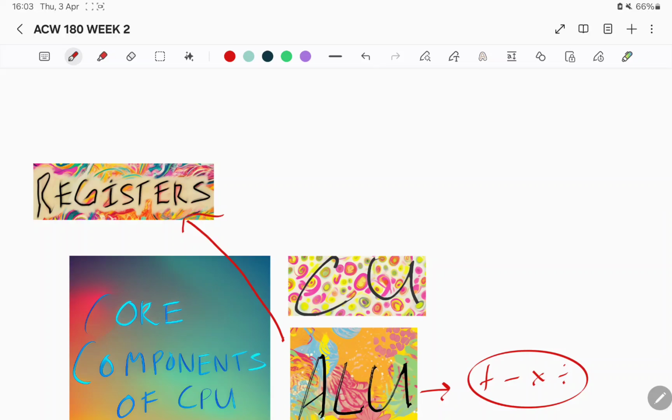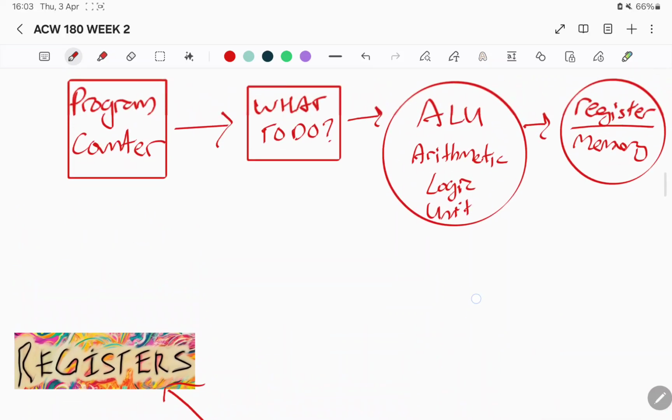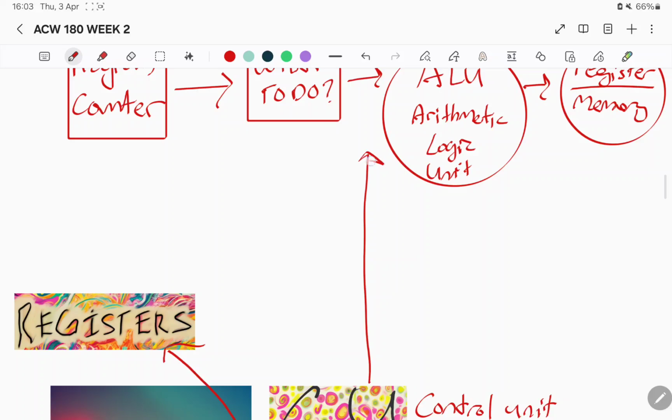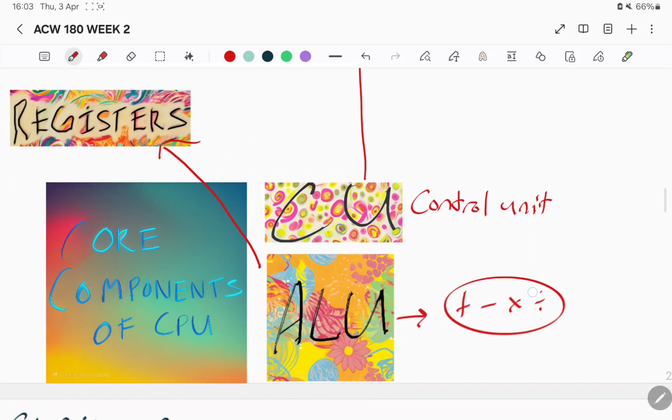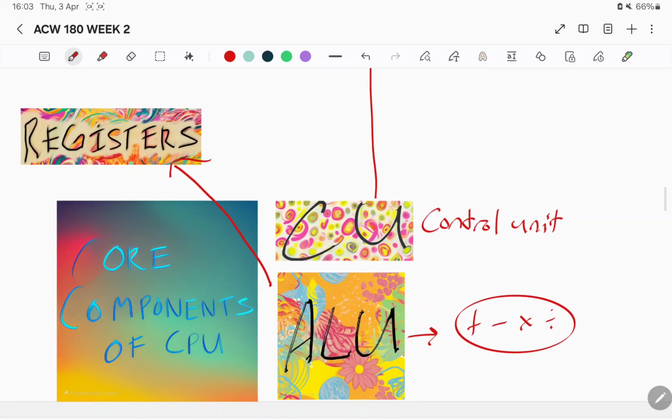The CU, or the control unit, is another component inside the CPU. It helps the CPU direct the flow of data between the components and the controlling. Basically it performs this cycle, and it will interact with all the other components.